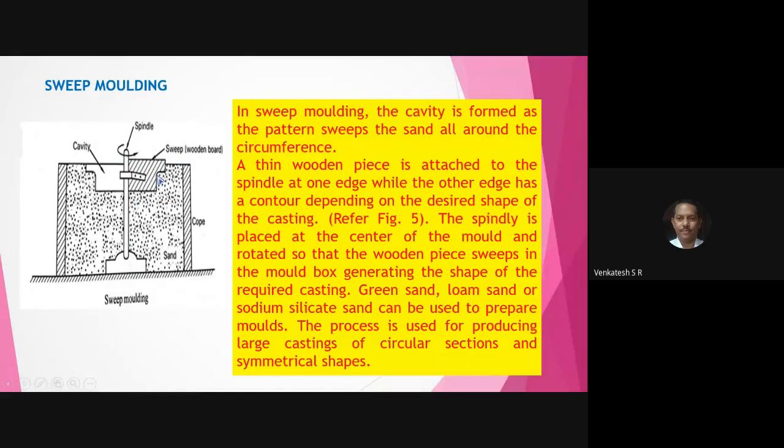The shape you require in the casting, the same type of sweep wooden board is made using plywood or softwood, and they fill it with sand and make the circular hole in the mold box. That is in the cope portion, that is in the upper portion.